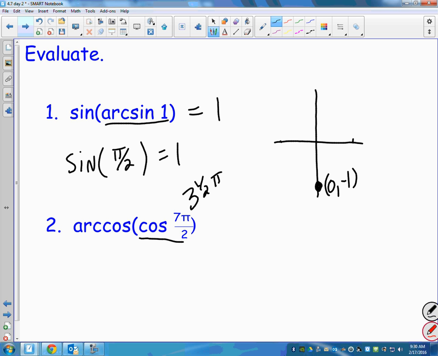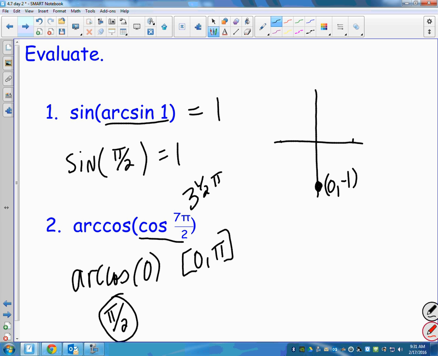Cosine is x, and on the y-axis, x is always 0. So this would be the same as just saying 0. And then you do the arc cosine of that. And so this is why the answer is not 7 pi halves, because when you do arc cosine, you can only give me answers between 0 and pi. So what's the only angle between 0 and pi that has a cosine or an x value of 0? Pi halves.